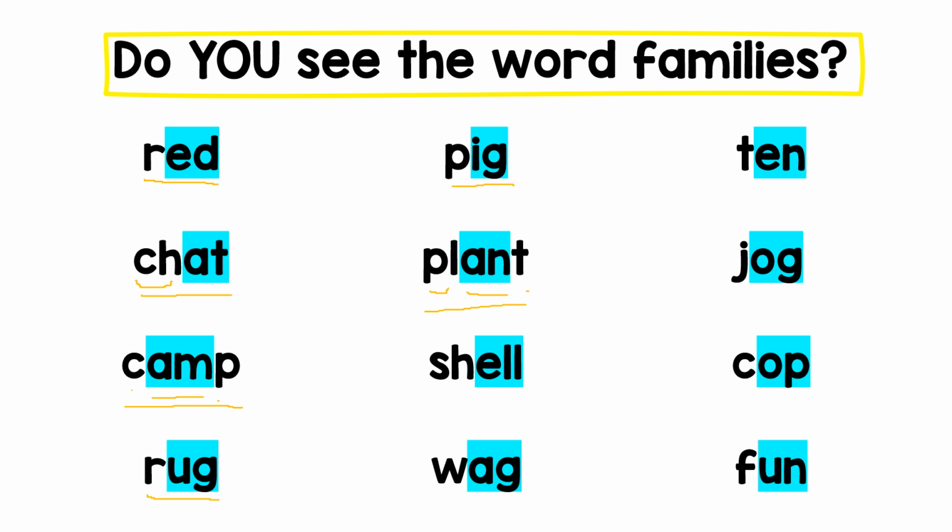How about this next one? Ooh, another H brother. SH says sh, sh, l, shell. Now I see ag. W, ag, wag. T, en, ten. Og, j, og, jog. K, op, cop. F, un, fun.